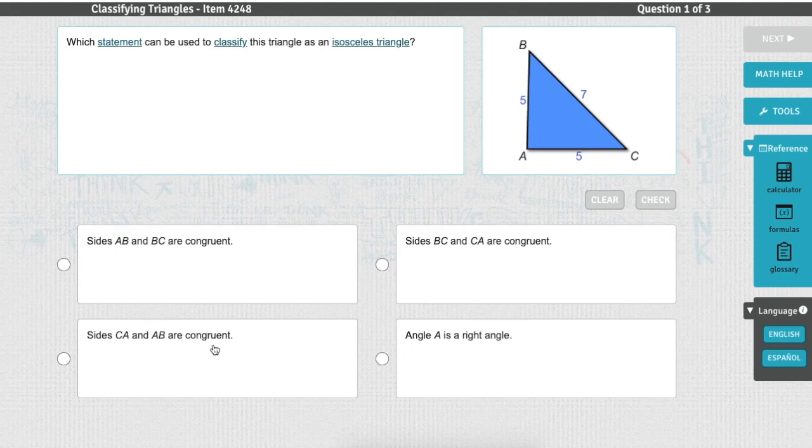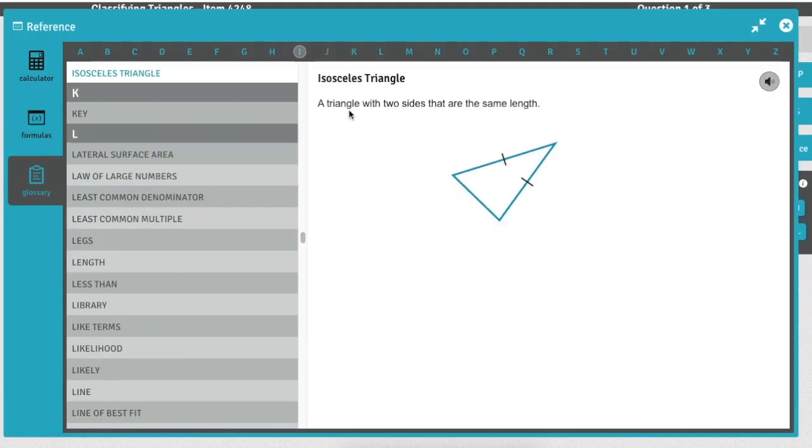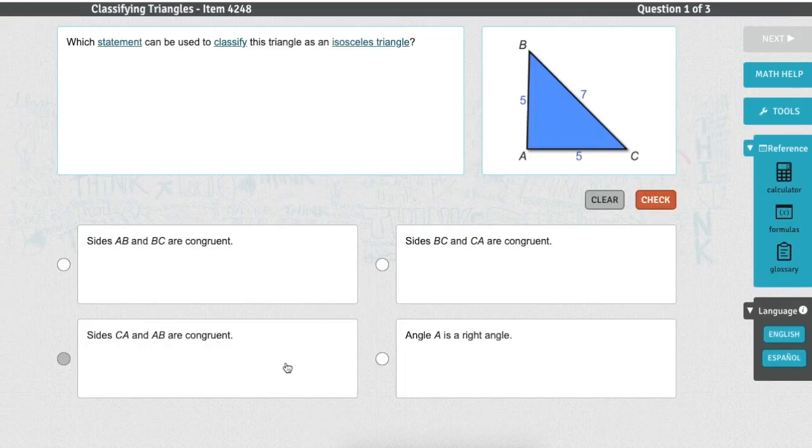Sides CA and AB. CA, AB. Are those the same? Yeah, and then this says angle A is a right angle. Did we see anything in that isosceles that said that it had to have a right angle? A triangle with two sides that are the same length. It doesn't say that, so that can't be right. So we know that this one is the only correct answer we have there.